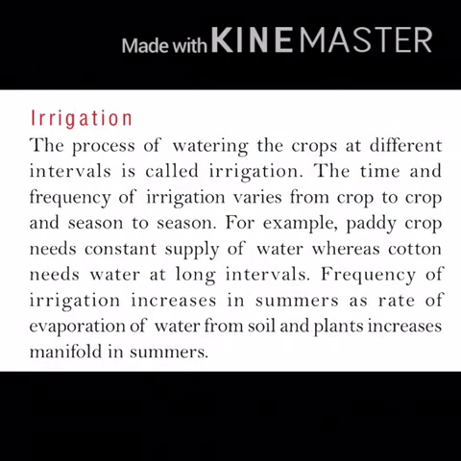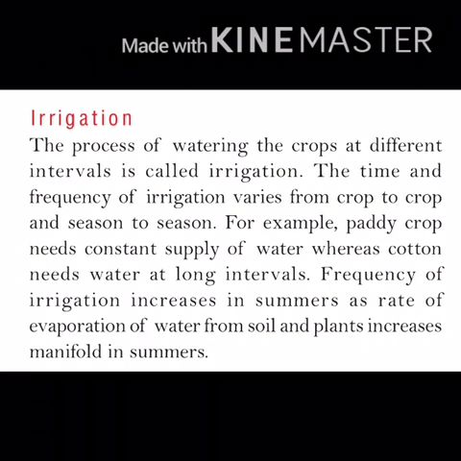Next is irrigation. The process of watering the crops at different intervals is called irrigation. The time and frequency of irrigation varies from crop to crop and season to season. It means the process of giving water to plants is known as irrigation. Frequency means how many times you give water to plants. It can change according to crop and seasons. Some crops need more water, some crops need less water. According to season, it can be changed.